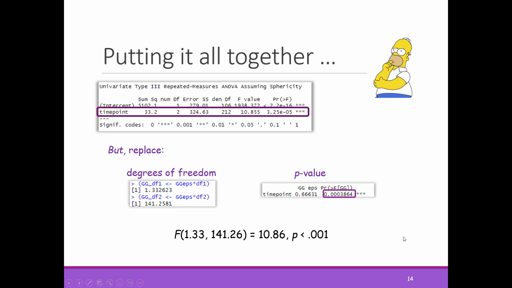And in putting things together, we've got the degrees of freedom here that got plugged into the parentheses, and then here's the F statistic, which is from the original table, and then the p-value read from right next to the Greenhouse-Geisser epsilon, because we had to use Greenhouse-Geisser correction.